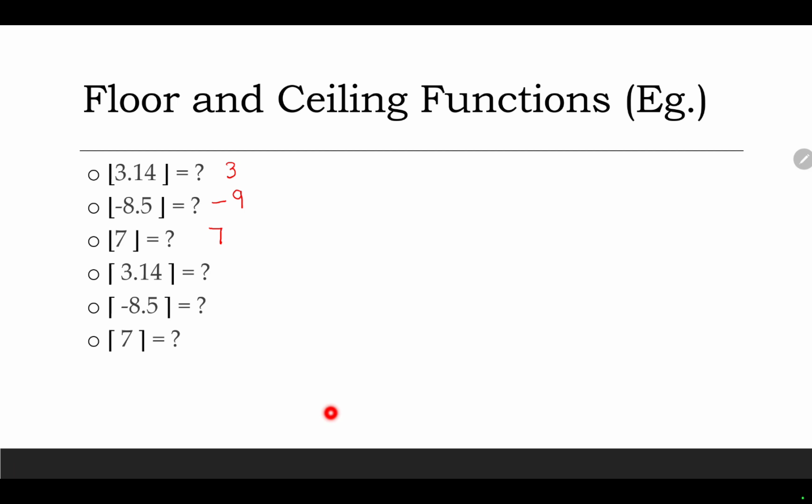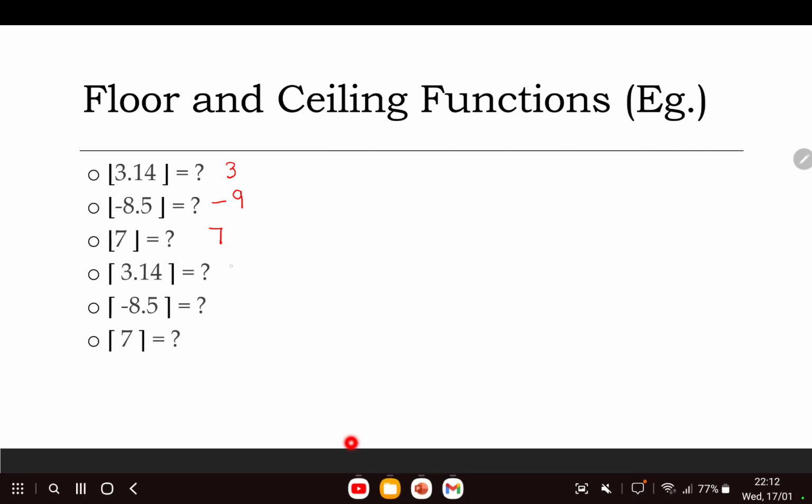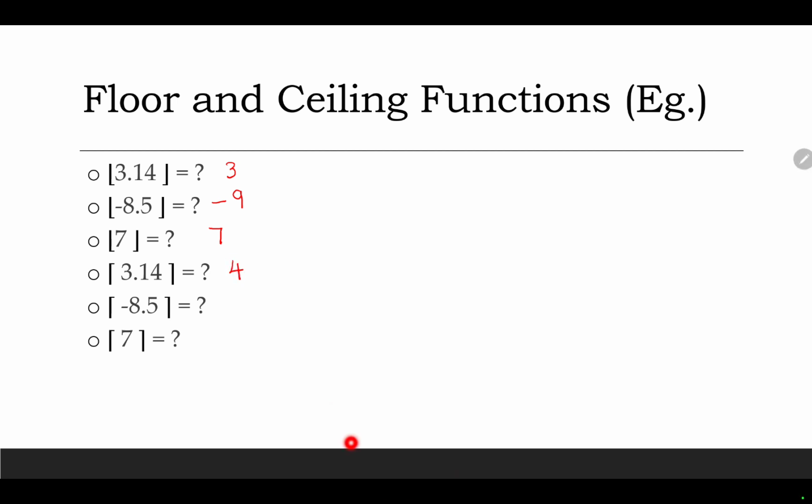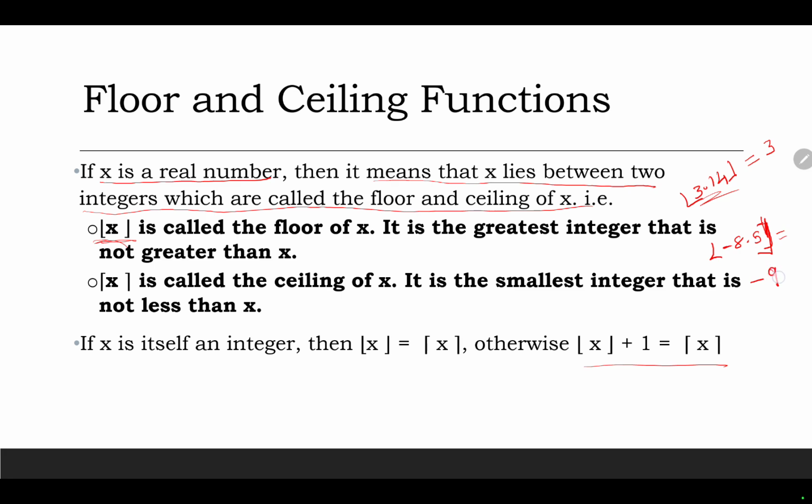Then we will see the ceiling. The ceiling of 3.14 is equal to 4. Why is it 4? Because it is the smallest integer that is not less than 3.14. Then the ceiling of minus 8.5 means the value is minus 8. Here I said it wrongly earlier; it is minus 8.